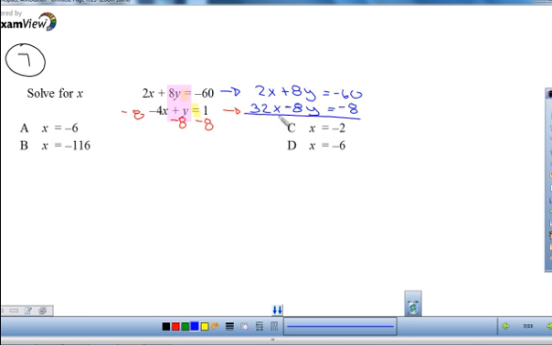And then when I add them, 2x plus 32x will give me 34x. Negative 16 minus 8 are the same sign, so we're going to add and keep the signs. Then we're going to divide by 34. So x would be negative 2.